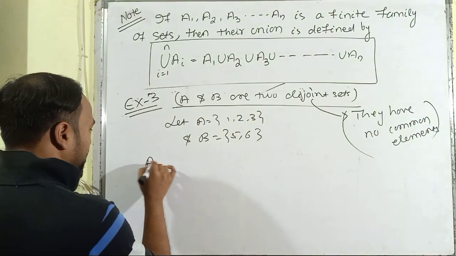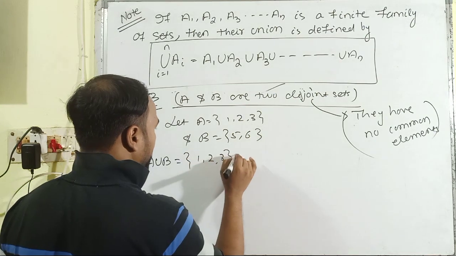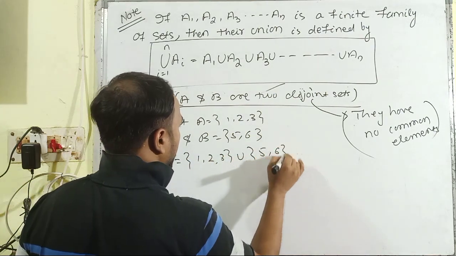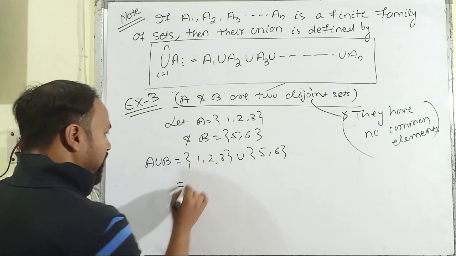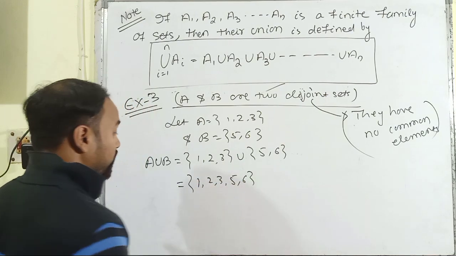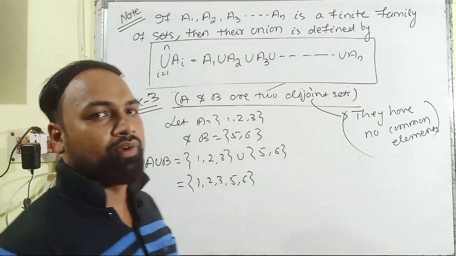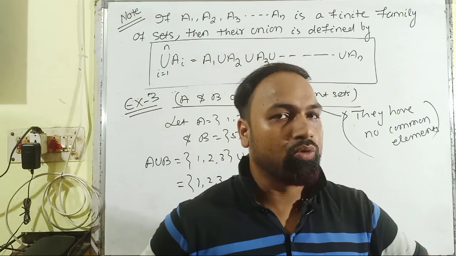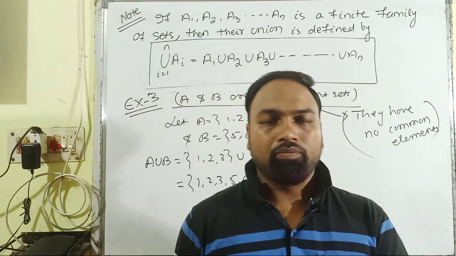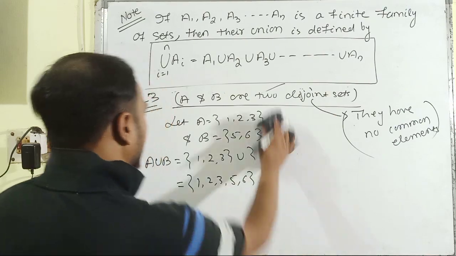And here A union B is equal to {1, 2, 3} union {5, 6}, and here the union will be the set of the elements 1, 2, 3, 5, 6. So this is all about the first fundamental operation on sets, and that is union of sets. In the next page we are going to discuss the intersection of sets.